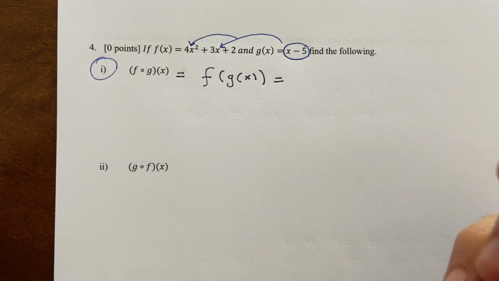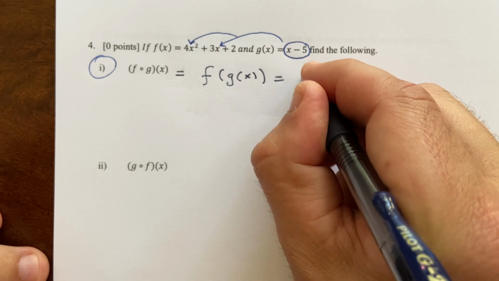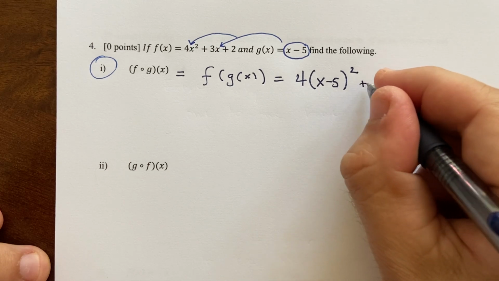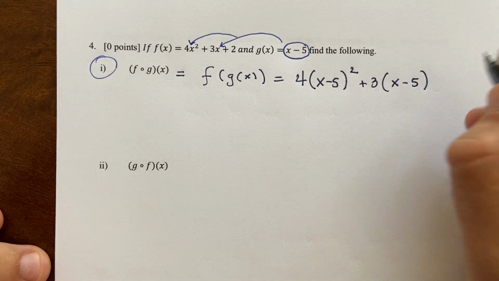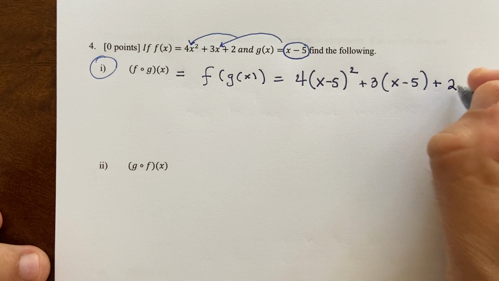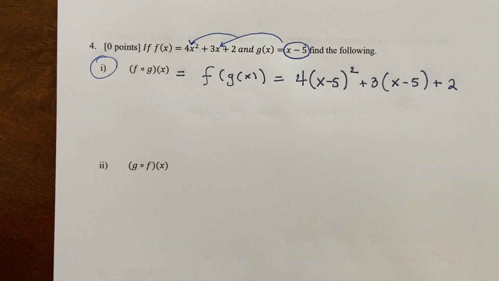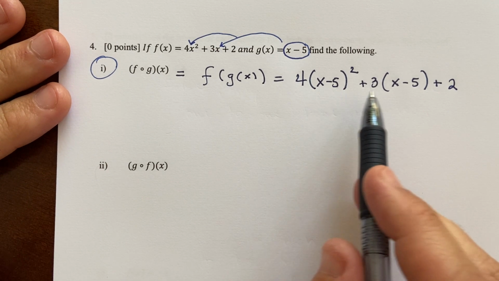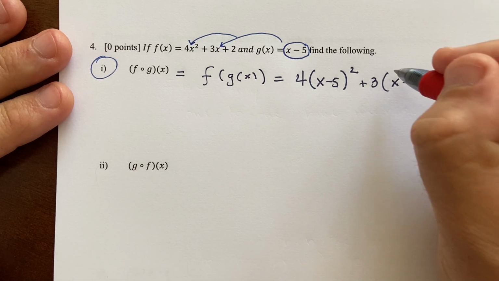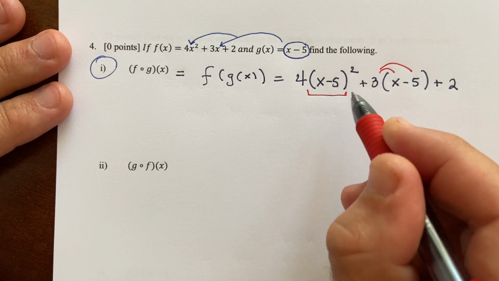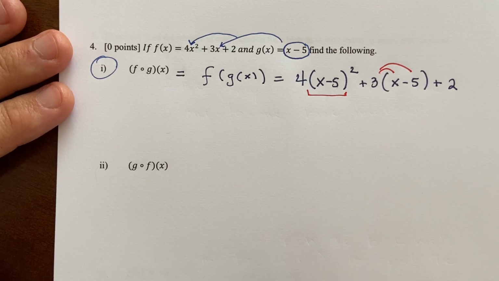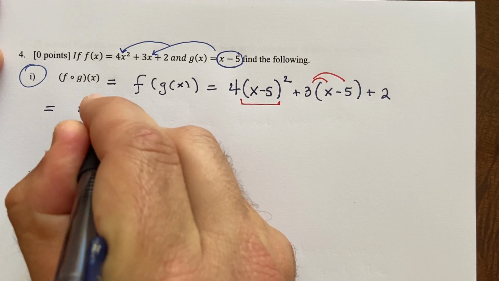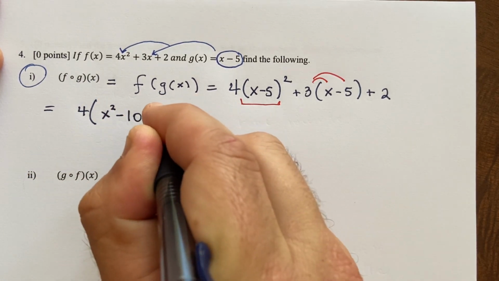So I would have 4 times x minus 5 squared plus 3 times x minus 5 plus 2. Okay, we could simplify this. Let's go ahead and do that. So I'll distribute here, and then I'll expand this, and then distribute the 4 also eventually. So we would have 4x squared minus 10x plus 25.